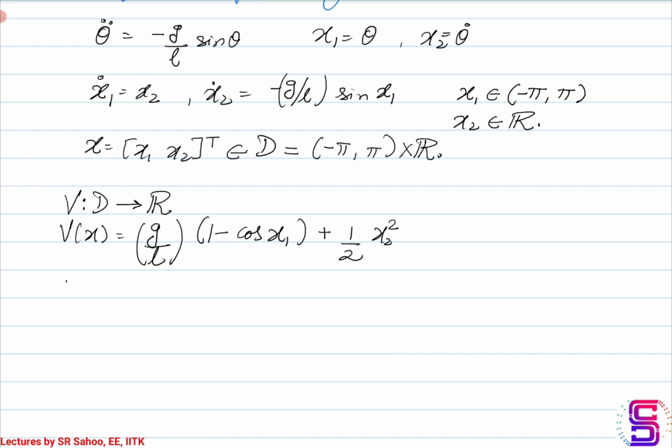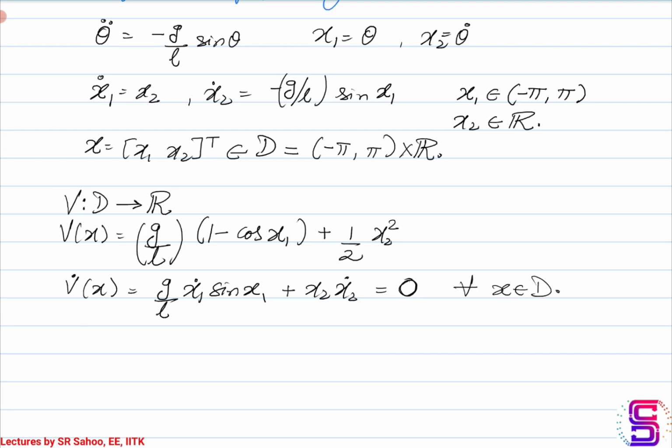Okay, so if you take a derivative of V with respect to t, what you get is g by L x1 dot sine x1 plus x2 dot. Now x1 dot is x2 and x2 dot is minus g by L sine x1. So if you substitute the value of x1 dot and x2 dot from the system dynamics, we get that V dot of x is going to be 0, and this is going to hold for all x in the domain D.